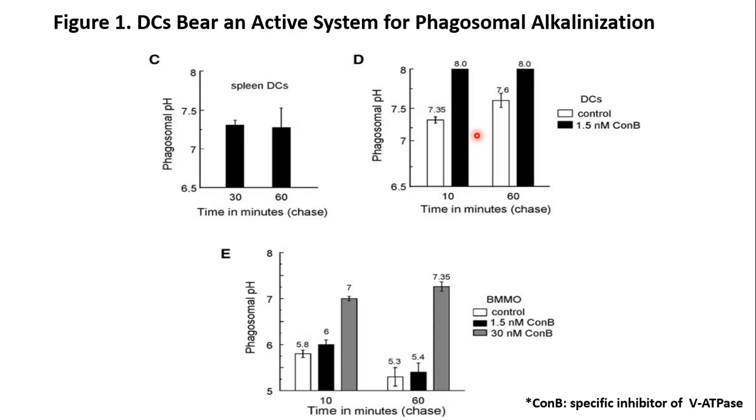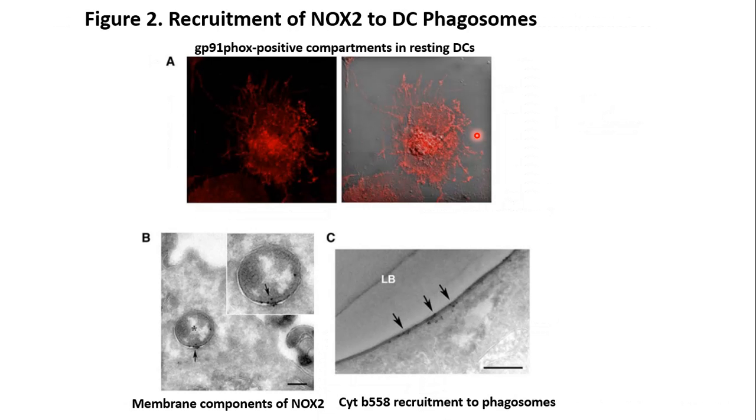If the V-ATPase was inactivated, the phagosome pH in DCs alkalinized strongly, showing that the V-ATPase is active at least to some extent in DC phagosomes. So next, they hypothesized that ROS generation by NOX2, the enzyme, remember, in DC phagosomes, could be responsible for the active alkalinization of phagosomes in DCs.